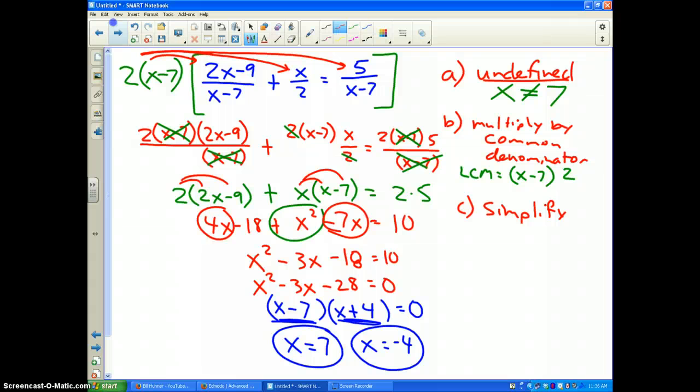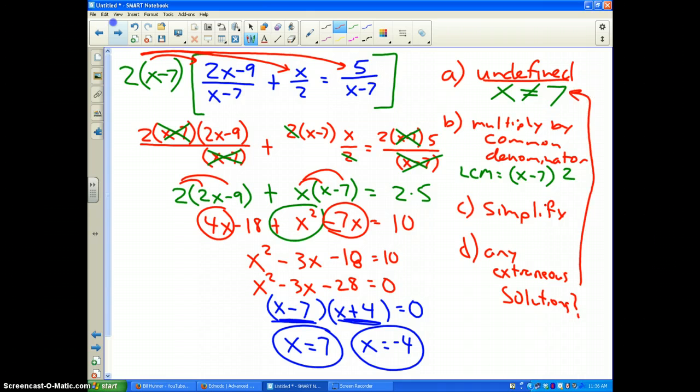Uh-oh. Step D. Are there any extraneous solutions? Well, I go back up here and it says x cannot equal 7. Uh-oh, I got x equals 7. That's not an answer. That's extraneous. It can't be 7. Well, that leaves me with one answer, negative 4.